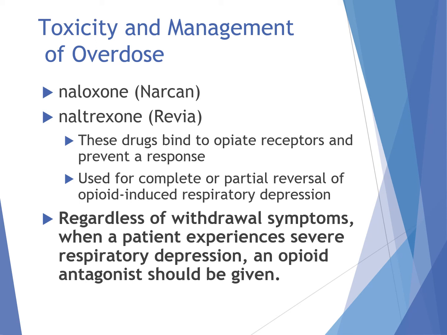These drugs bind to opioid receptors and prevent a response. They're used for complete or partial reversal of opioid-induced respiratory depression. Regardless of withdrawal symptoms, when a patient experiences severe respiratory depression, an opioid antagonist should be given. Patients will come out of their withdrawal so fast upon administration of Narcan. Sometimes you need to give more than one dose of the Narcan for it to do its reversal, but a doctor would guide you in that administration.